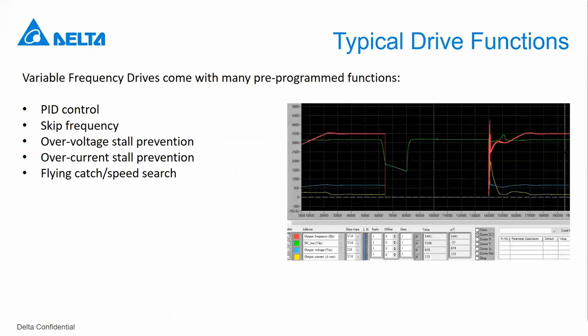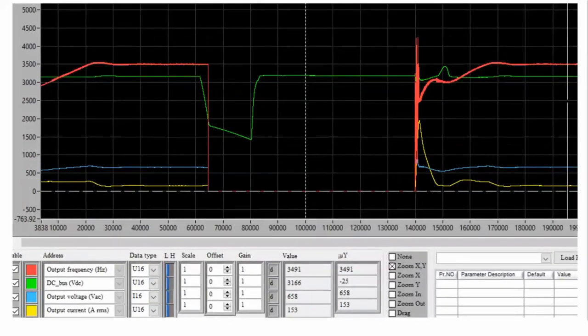A commonly used function, especially in applications which have very high inertia and which take a very long time to stop, is the flying catch function. So we also call it speed search. If you look through our manuals, then you'll find it under this name. So as mentioned before, some fans might take a number of minutes to stop, sometimes 5 or even 10 minutes to come to a complete stop.